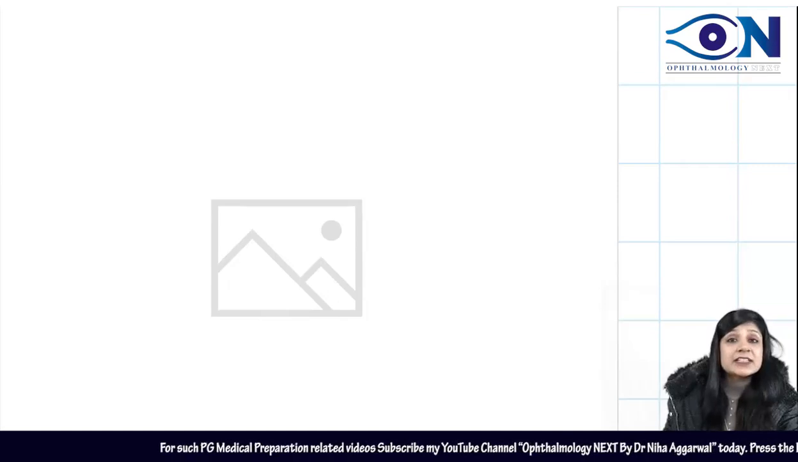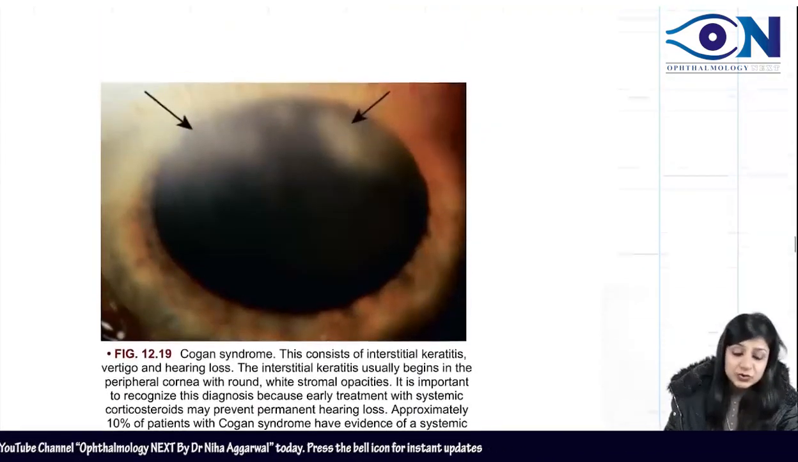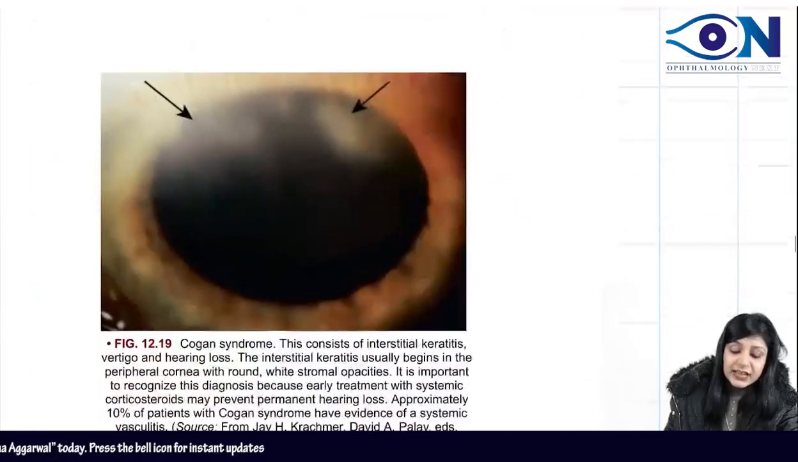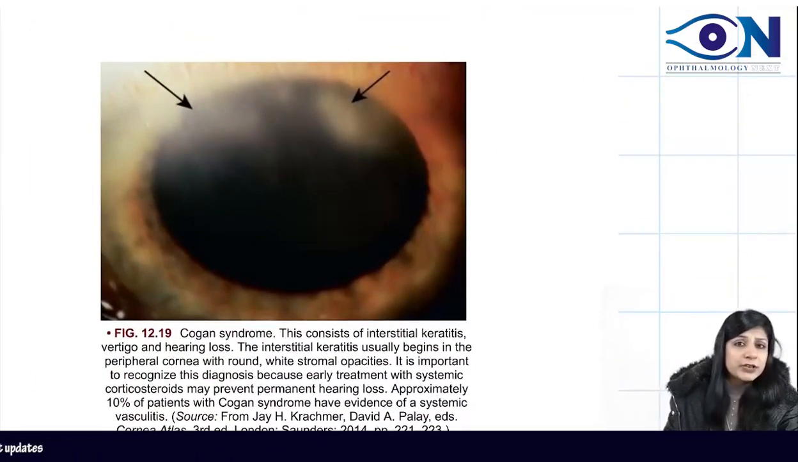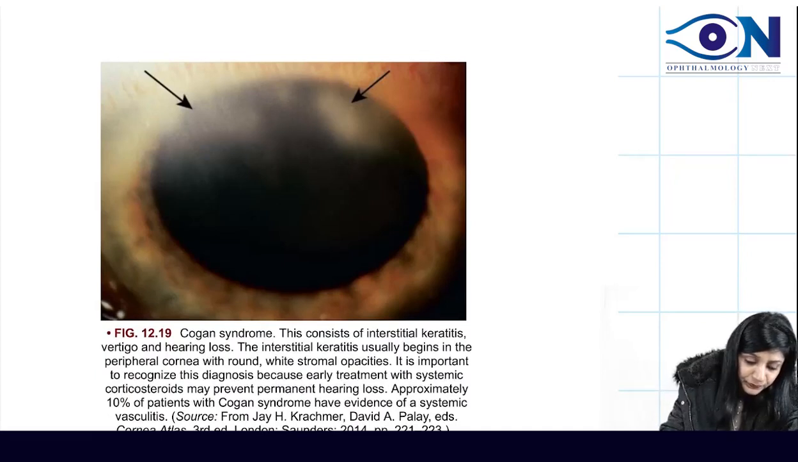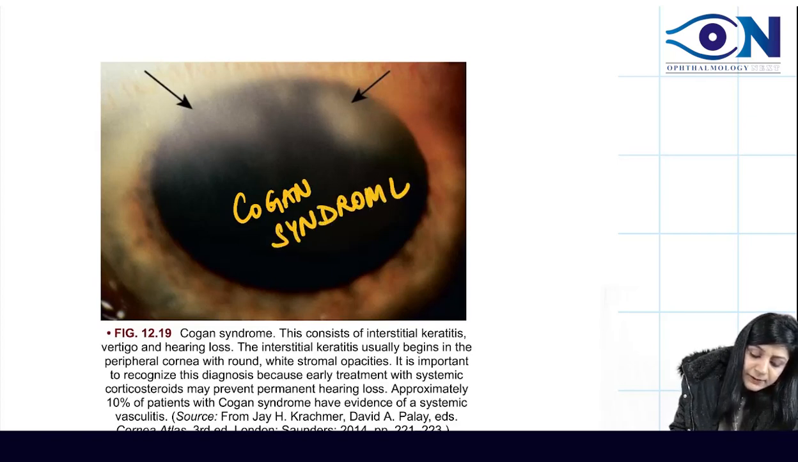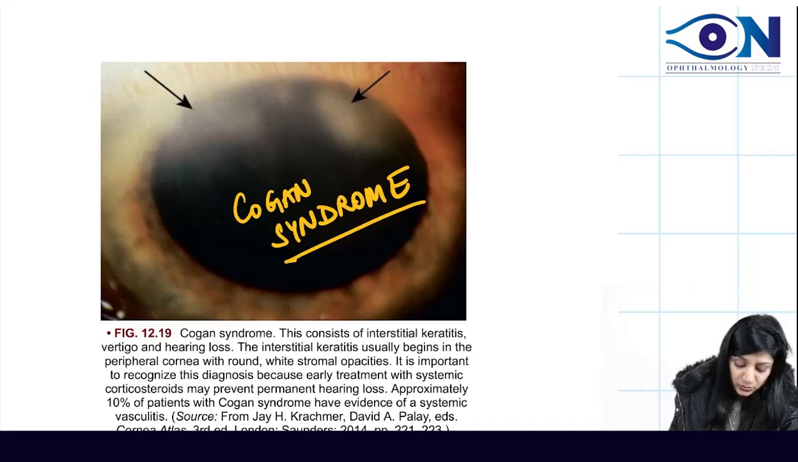Okay, syphilis is again important in the other aspects also. So you may get the questions related to the syphilis in the other subjects also. So it's an important thing for your integrated questions. So this is your image of the Cogan syndrome. You can get this with respect to hearing loss or tinnitus, vertigo and other things.